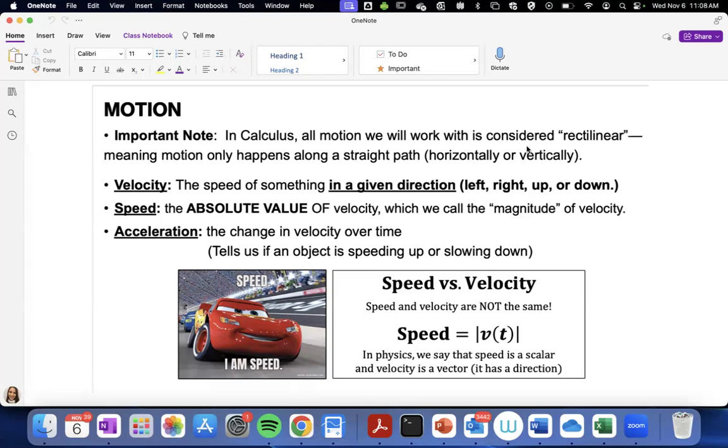Velocity is the speed of something given a direction. In physics, we'd call that a vector, right? So there is a difference between velocity and speed. Did you guys know velocity can be negative? It tells you direction, if it's going down or to the left. Speed, though, is the absolute value of velocity, and it's always positive. Acceleration is the change in velocity over time, and that will tell you if an object is actually speeding up or slowing down.